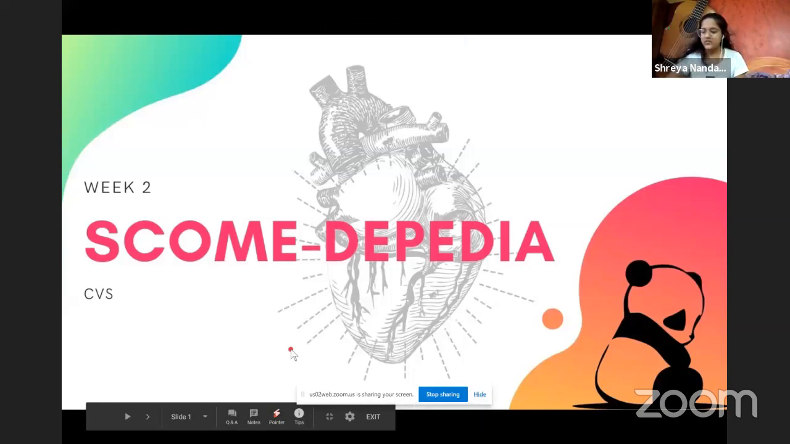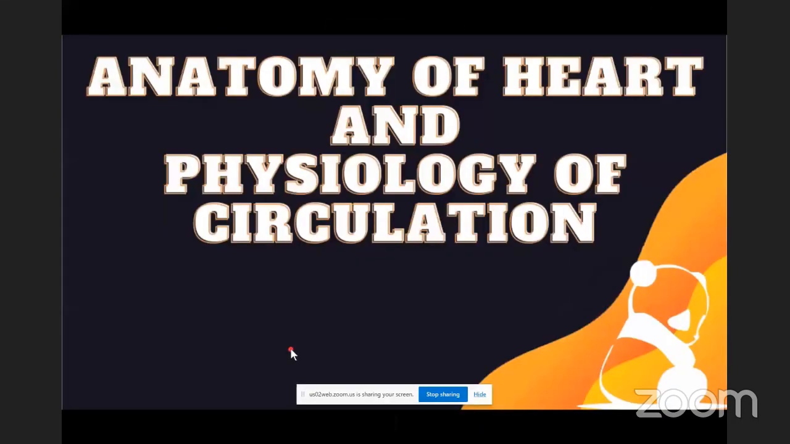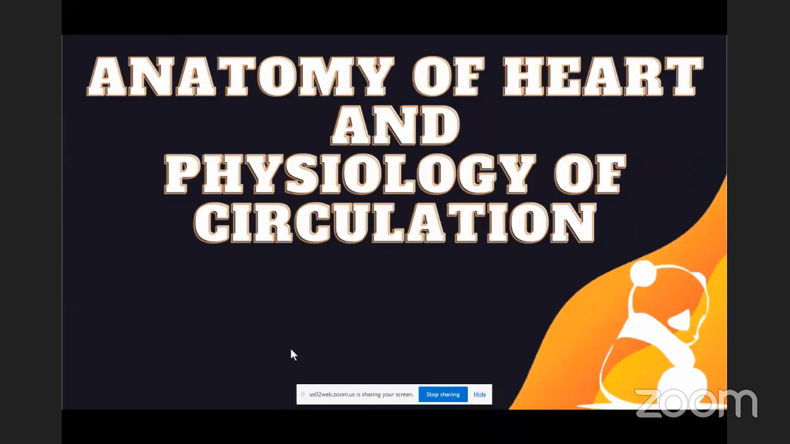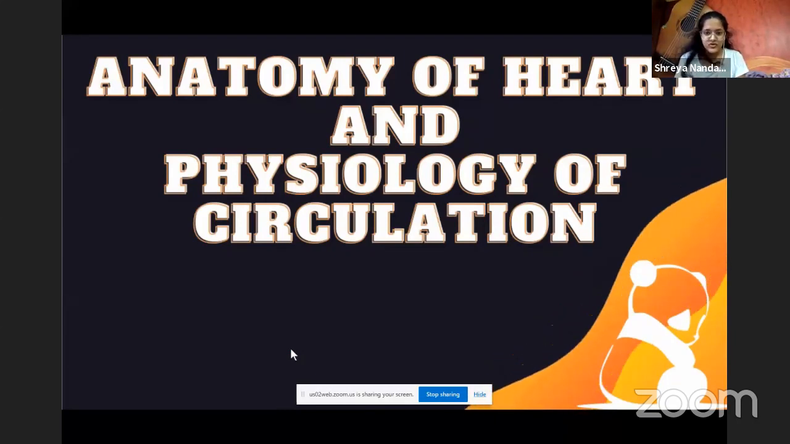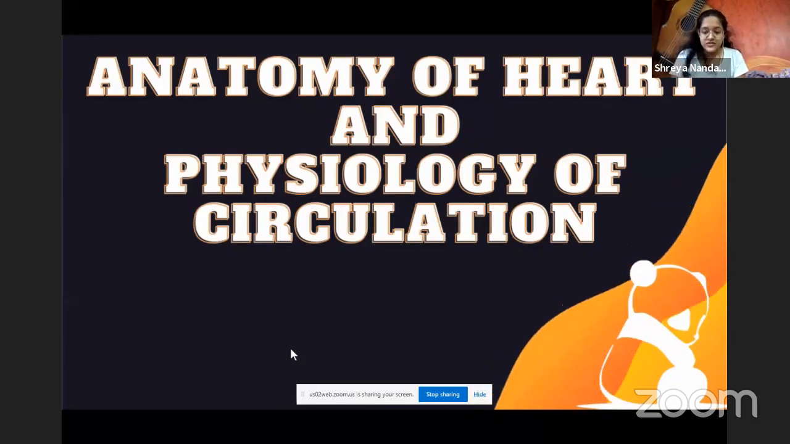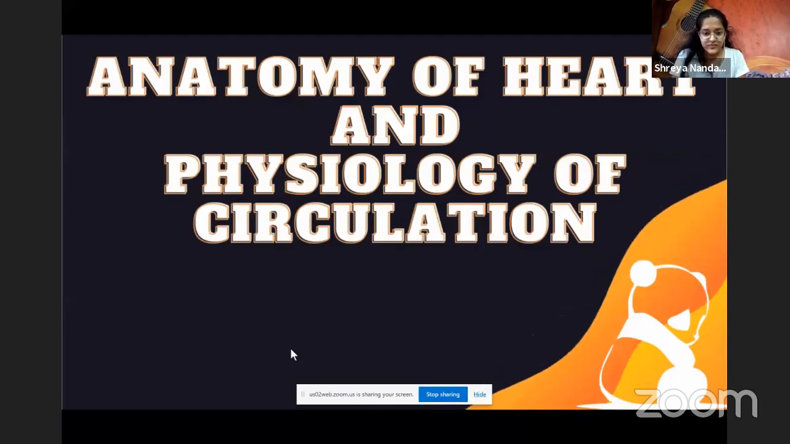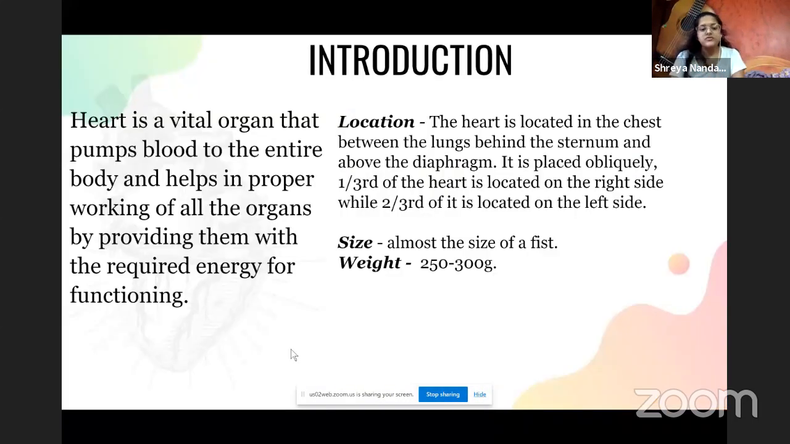So, good evening to one and all present here. Today I, Shreya Nandan, from SMIMS Sikkim, am going to talk about the anatomy and the physiology of the human circulation. For introduction, we all know that the heart is the vital organ that pumps blood to the entire body and also helps in the proper working of all the organs by providing them the required energy for functioning.